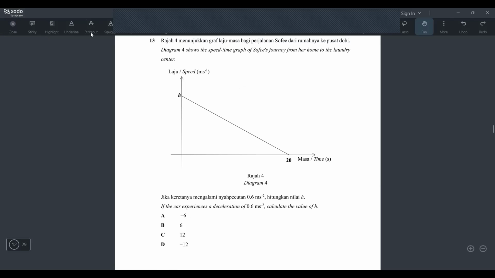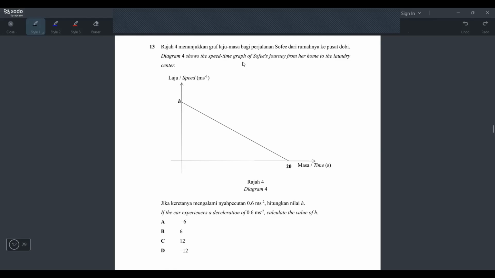Right? Okay, number 13. Diagram 4 shows the speed time graph of Sophie's journey from home to the laundry center. So this is a speed time graph. So when the time is 0, the speed is h meter per second. And then it just decreases until the speed is 0. So I think here is when the speed is 0, right?